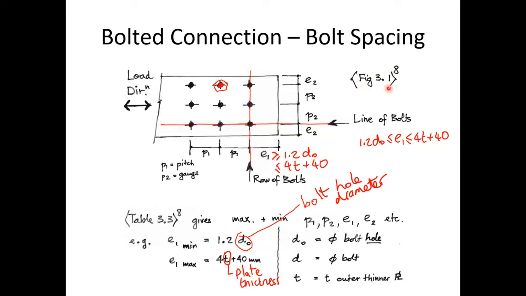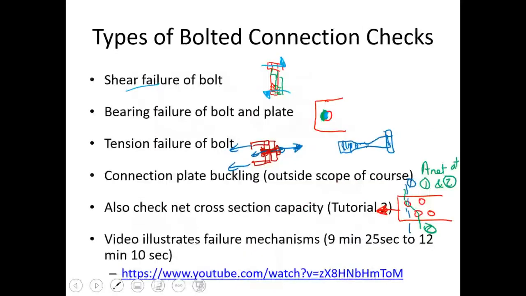So for example, if you go to figure 3.1 in Eurocode 3, part 1-8, it will tell us the edge distance has to be greater than or equal to 1.2 d0, where d0 is the bolt hole diameter. E1 cannot be any bigger than 4t plus 40, t being the plate thickness that we're connecting together. So that means that E1 has to fall within that range in there. Same thing for the pitch distance. We've got a minimum value for the pitch distance, a minimum value for the gauge distance, and so on, as we described in a previous lecture. So when we're checking for bolt connection, we check for shear failure of the bolt, where we can shear it across through it. There might be bearing failure of the bolt in the plate.